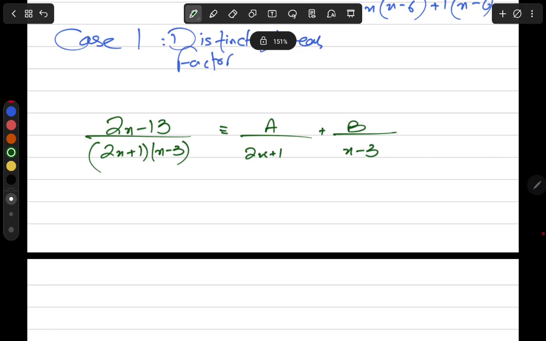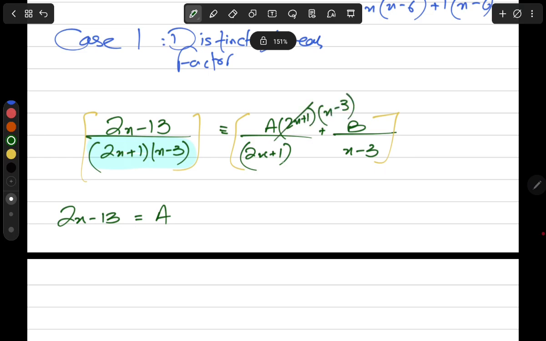Now, what we can do is multiply this entire equation by the denominator on the left, in order to get rid of it. So we are going to have 2x minus 13 is equal to a times, because this (2x plus 1) is in the denominator, so in the numerator (2x plus 1)(x minus 3). So (2x plus 1) and (2x plus 1) get cancelled, so I'm going to have a times (x minus 3), and similarly I'm going to have b times (2x plus 1) here.